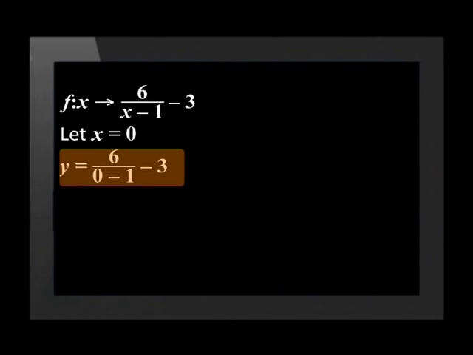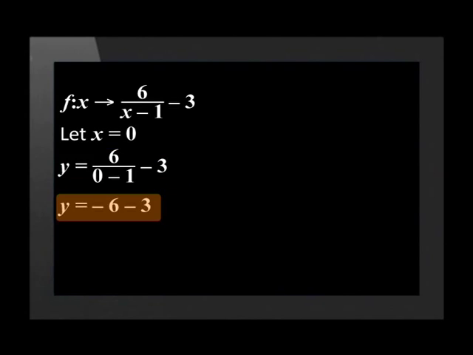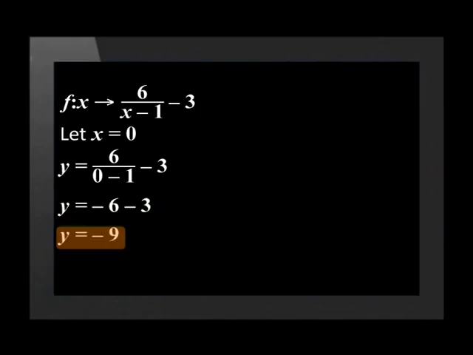The y-intercept is found by making x equal to 0. This is simplified to y equals negative 6 minus 3, which means that y equals negative 9. The y-intercept is 0, negative 9. Let's gather all the information and then use it to plot the graph.